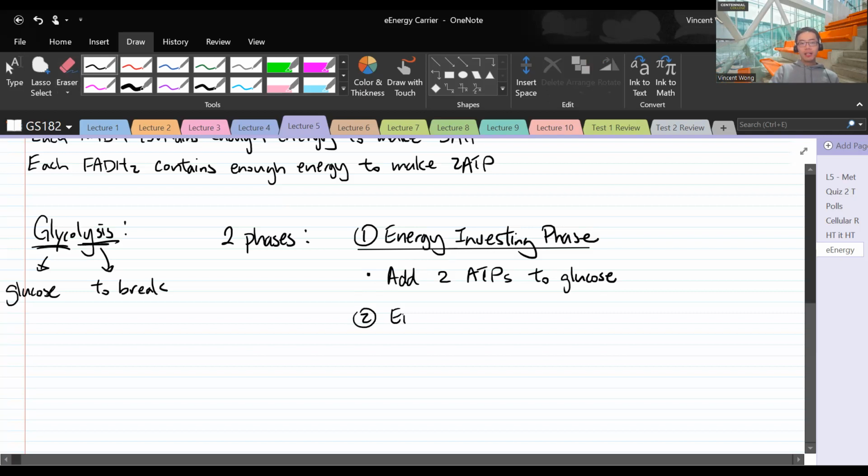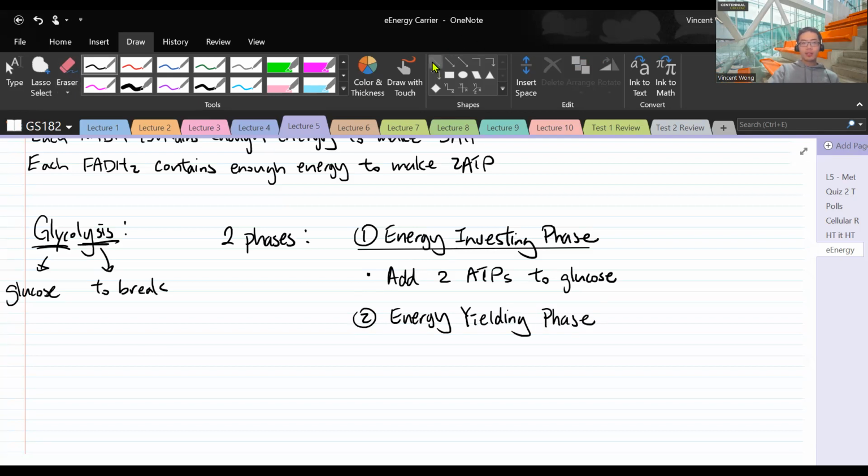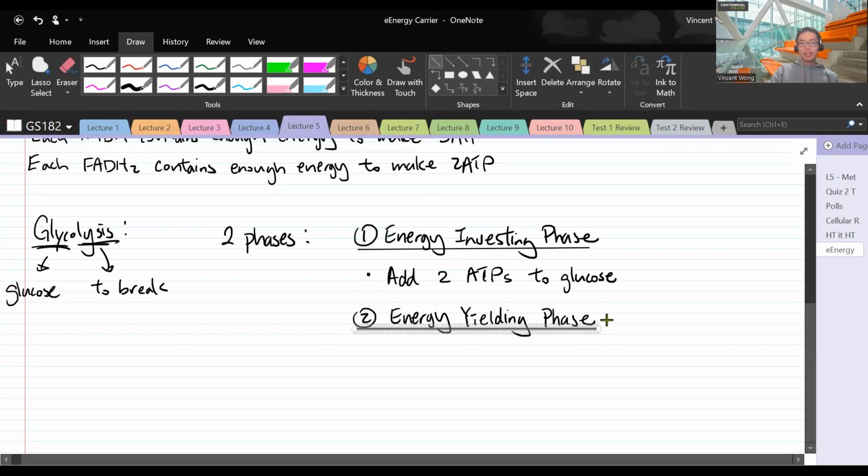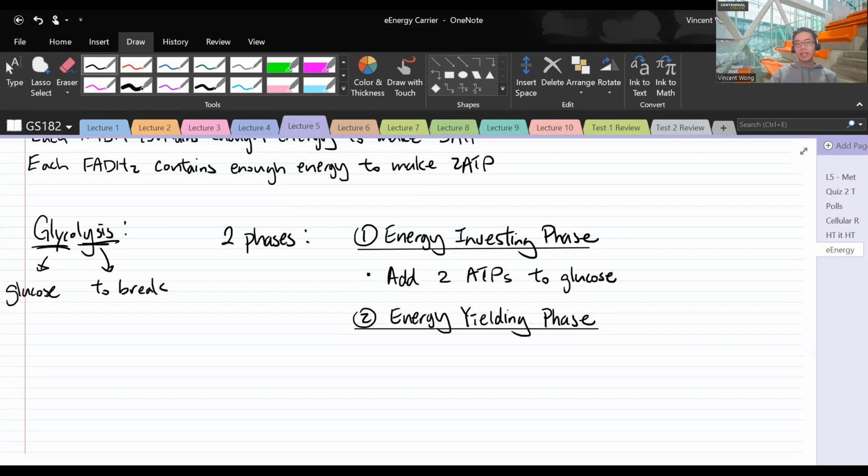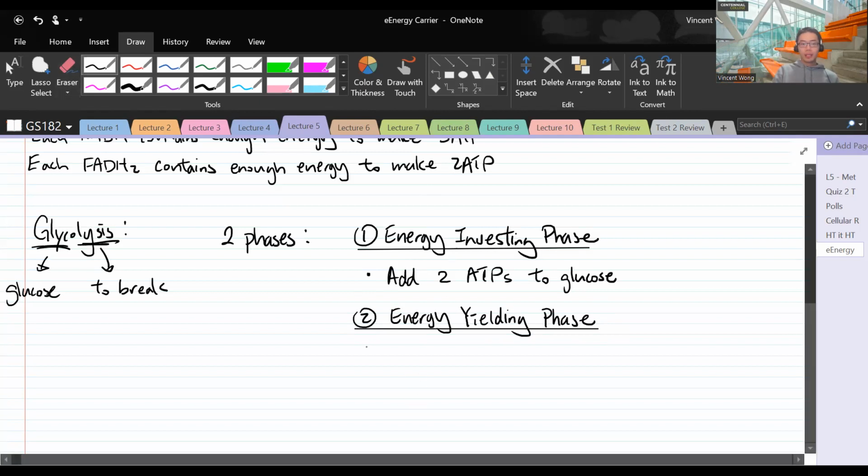And then we have the energy yielding phase. Yield is to produce, right? So this stage is where you will get some of your money back and hopefully more. It's like real life investment, right? You pay a little money, invest something in the bank and hopefully you get money back later on. So in this case, what we are getting back is 4 ATPs.